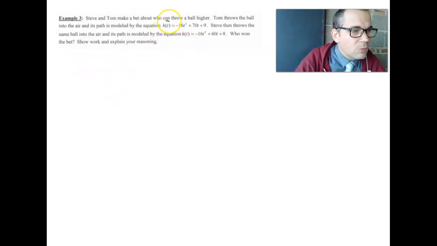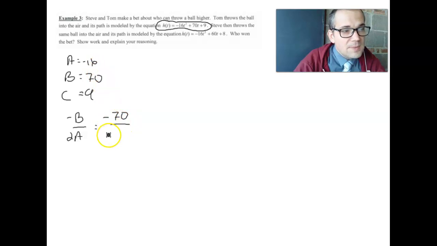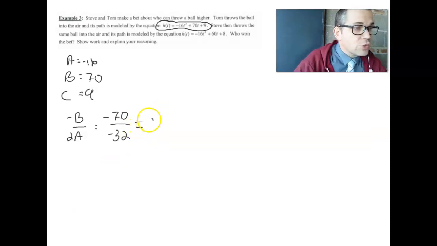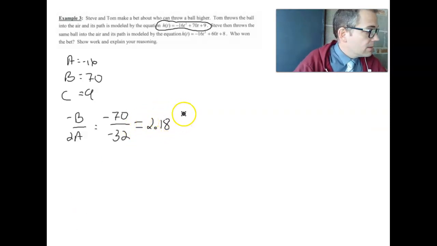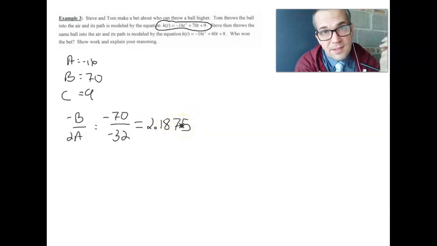So Tommy, we'll do Tommy in beautiful black. I've got to start with the A value, which we know is negative 16. The B value we know is 70. The C value we know is 9. I'm going to start with the opposite of B divided by 2 times A. So in this case, negative 70 over 2 times A, which is negative 32. Get the old calculator out. One sec. This is more like what I'm used to seeing, a number that's really hideous. 2.1875.